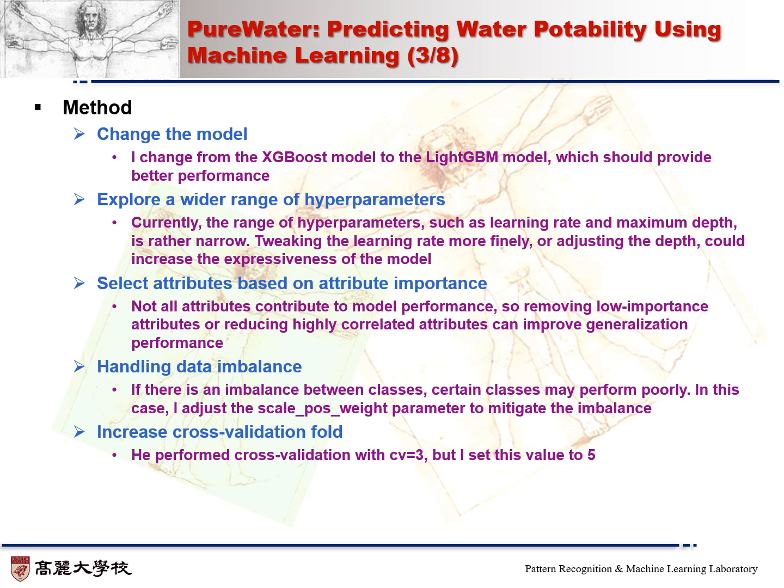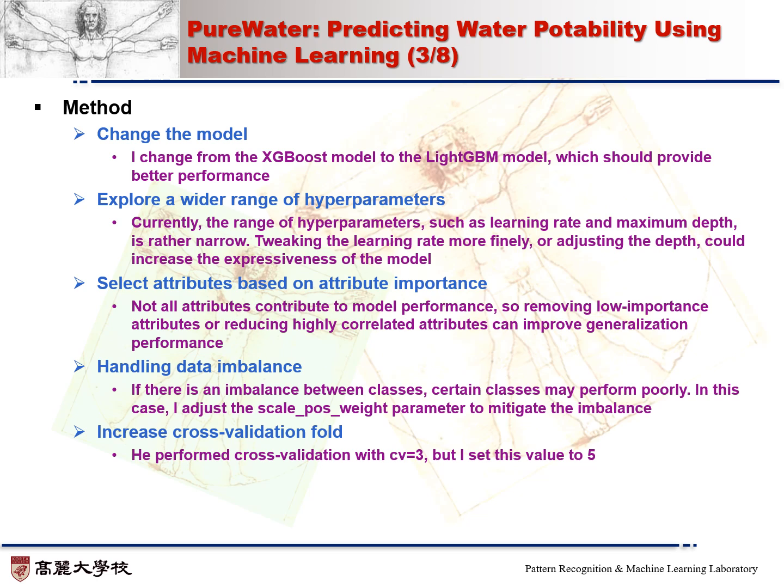Okay, now here is how I improved this method. First, change the model. I changed from the XGBoost model to the LightGBM model, which should provide better performance, and explore a wider range of hyperparameter selection. Currently, the range of hyperparameters such as learning rate and maximum depth is rather narrow. If we fine-tune the learning rate or adjust the depth, we can make the model more expressive.